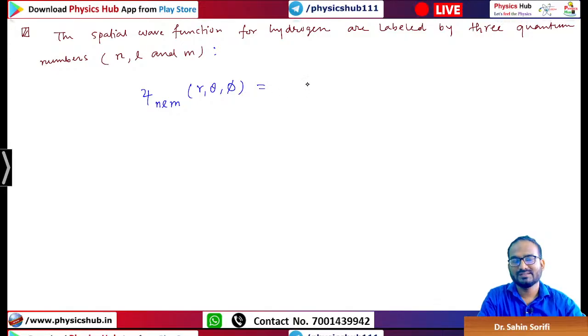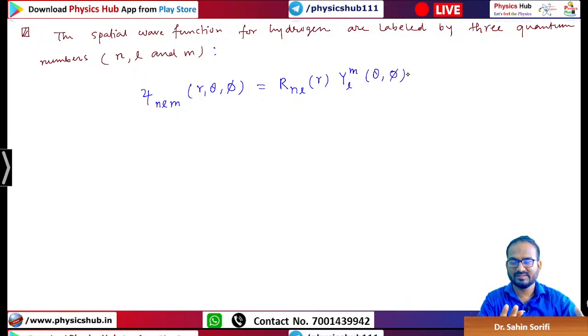So it has the angular part and the radial part. The radial part is written as R n l, which is a function of r, and the angular part is given by the spherical harmonics Y l m of theta, phi. This is as simple as that.